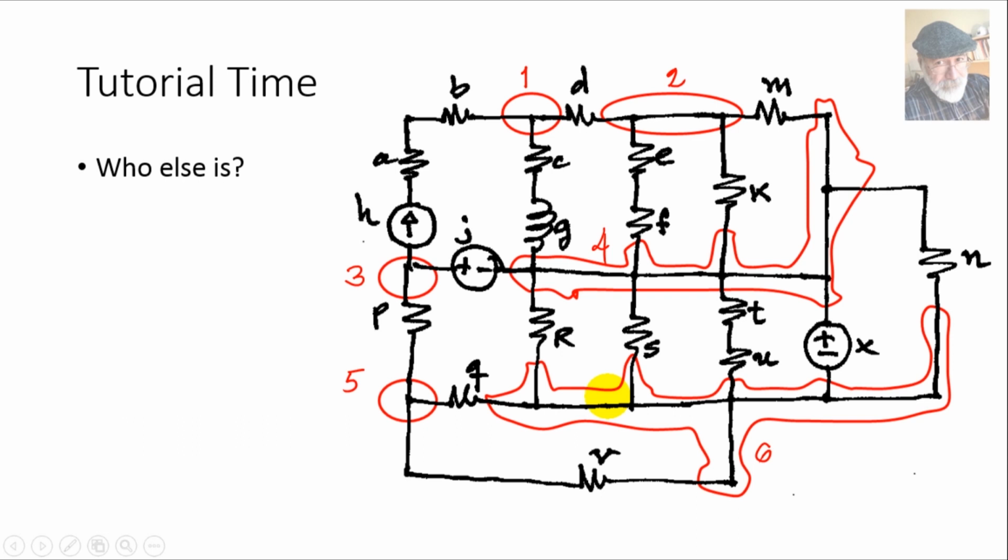Those ones. Who else is? M and K. Those two are in parallel. Check it out. They are in atomic branches between nodes 2 and 4. Good. M and K. Who else?